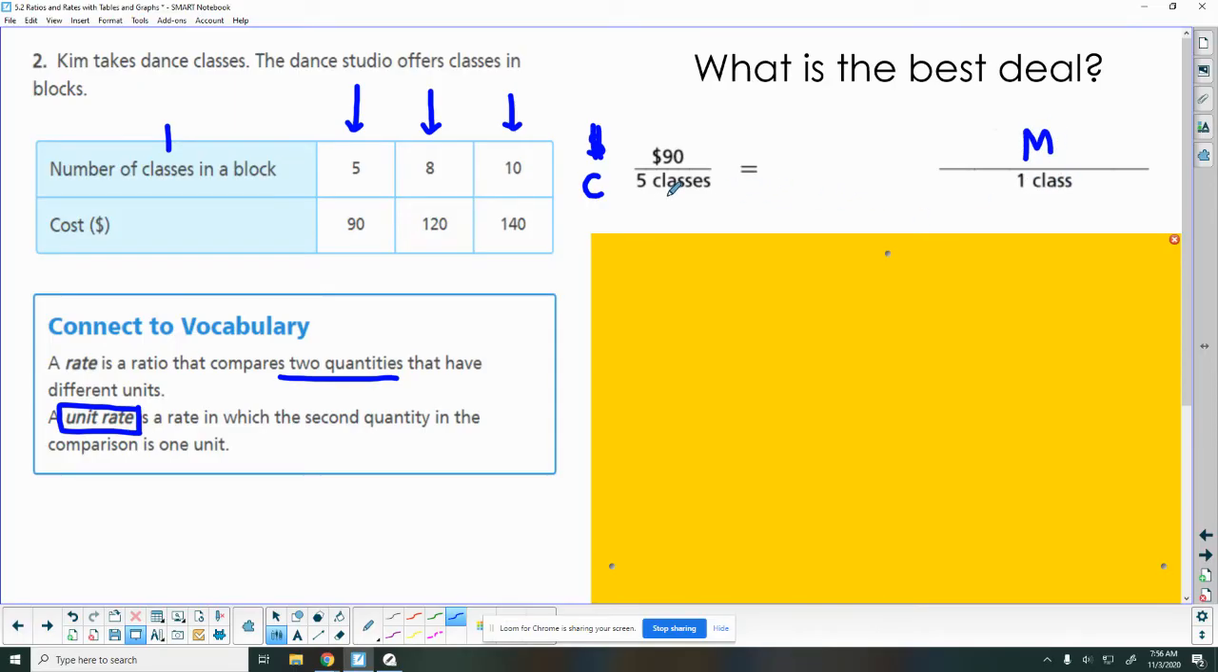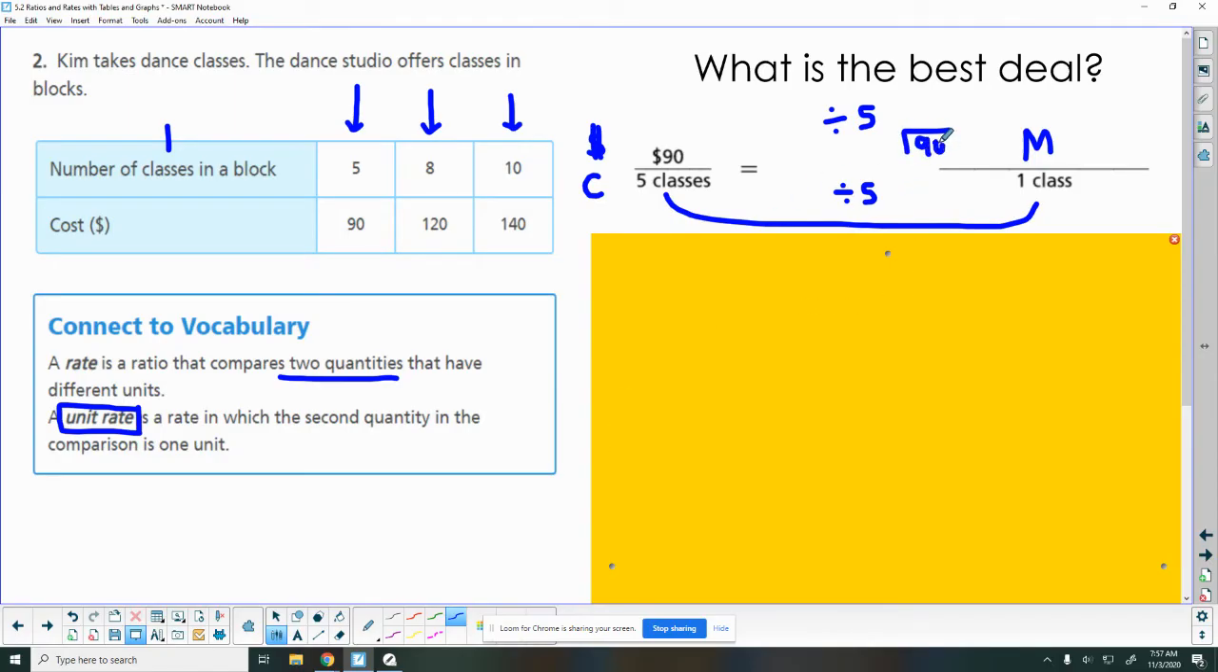So I can think to myself, how did I get from 5 to 1? Well, I got 5 times smaller. I divided by 5. And remember, whatever you do to the bottom, you have to do to the top here. So 90 divided by 5. So go ahead and pause and figure out 90 divided by 5.